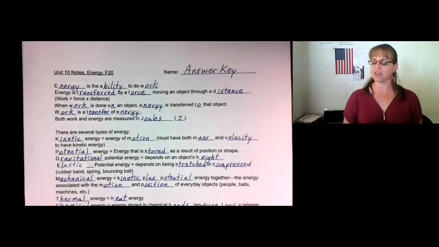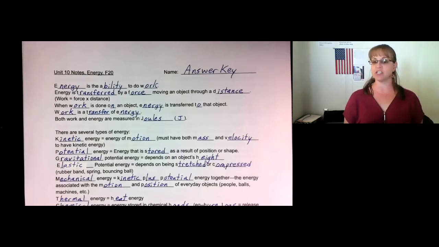When we look at energy, there are several different types. First, there's kinetic energy. Kinetic energy is the energy of motion. An object must have mass, it must weigh something, and it must be moving, so it must have a velocity in order to have kinetic energy. So light can't have kinetic energy because it doesn't weigh something, even though it does have a velocity.